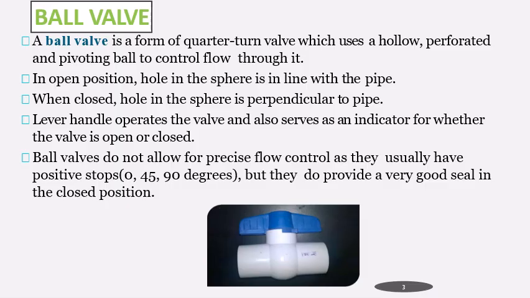Ball valves do not allow for precise flow control as they usually have positive stops at 0 degree, 45 degree and 90 degree, but they do provide a very good seal in the closed position.